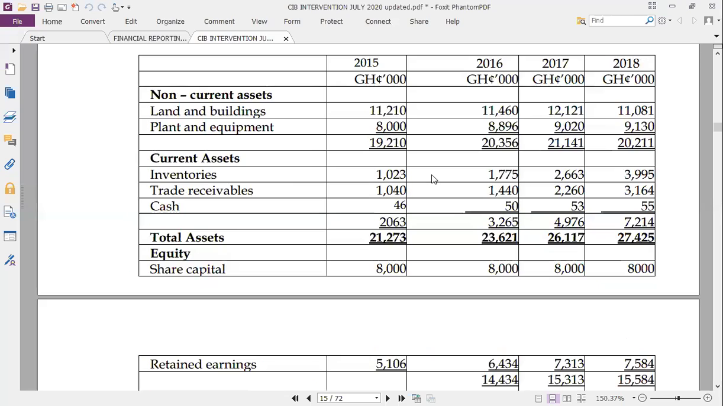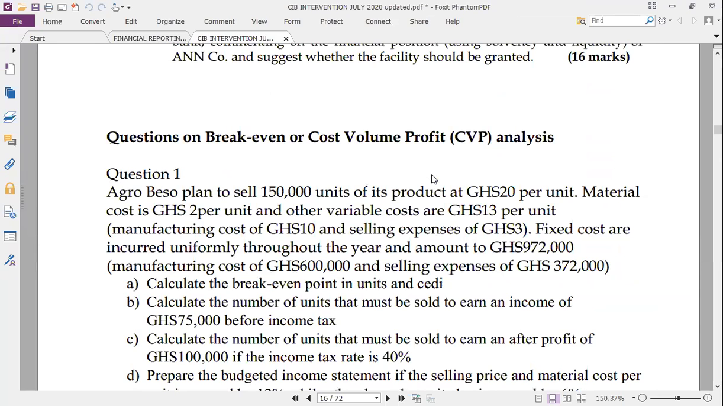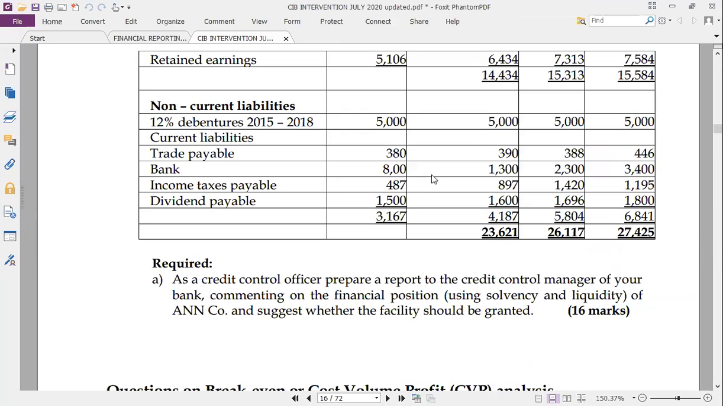So we look at this straight to the requirement. It says that as a credit control officer, prepare a report to the credit control manager of your bank, commenting on the financial position using solvency and liquidity of ANCO and suggest whether the facility should be granted.